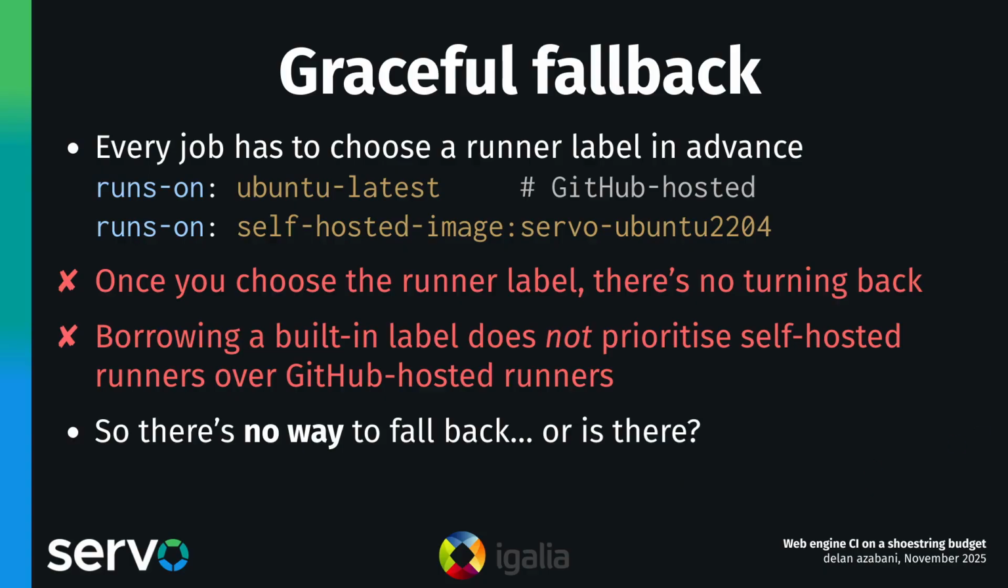On GitHub Actions, every job has this runs-on setting that defines what kind of runner it needs to get assigned to. It has to define this in advance before the job runs. And annoyingly, once you choose, I want to run on a GitHub-hosted runner, or I want to run on a self-hosted runner, once you decide that, there's no turning back.